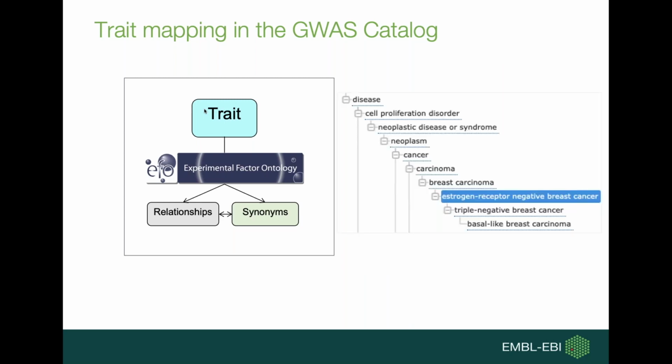So for example, in this example, you can see that estrogen negative breast cancer is a subclass of breast carcinoma, which is in turn a subclass of cancer. And we could also see, if we looked for example at BRCA1 positivity, that would be linked to breast cancer within the ontology, so it also covers relationships between terms. And it also includes synonyms, so we can support synonym searching.